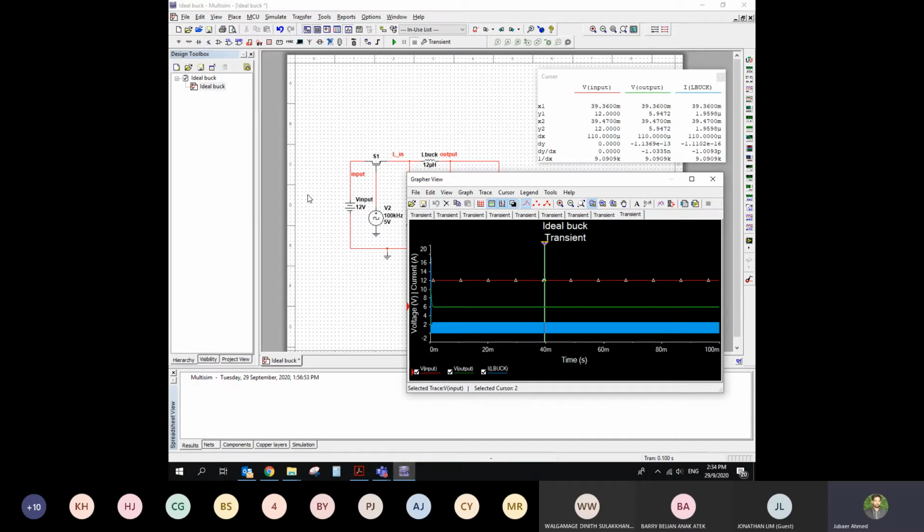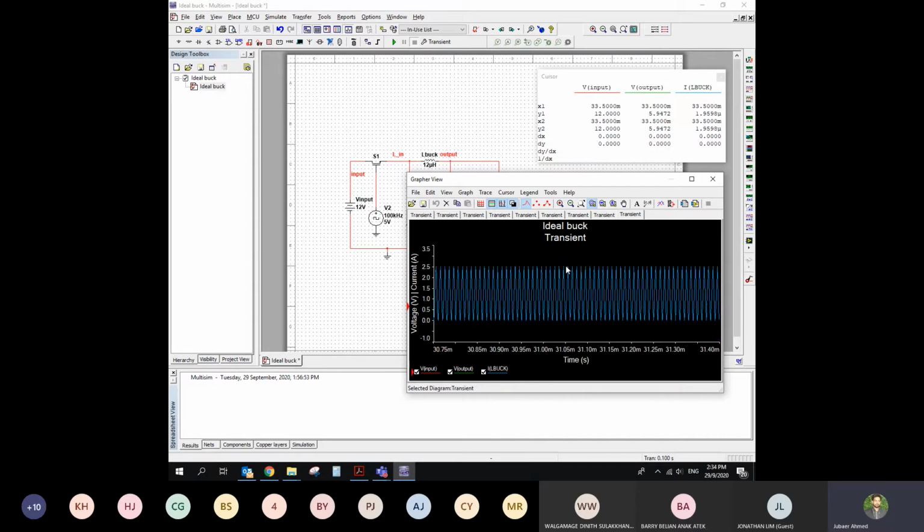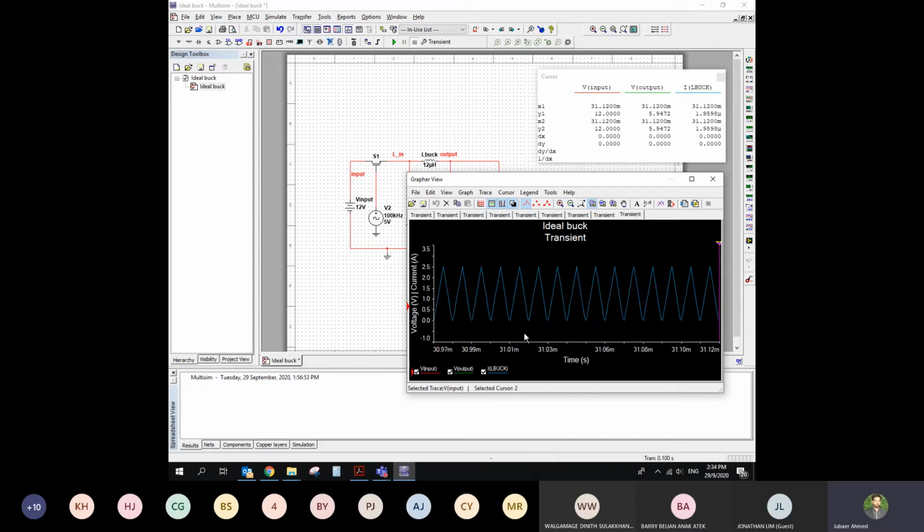But at the same time, you can see that the inductor current is almost touching the 0 point, which means giving a very high ripple. Very high ripple means the power loss here will be significant. So the efficiency of the inverter is going to get compromised.